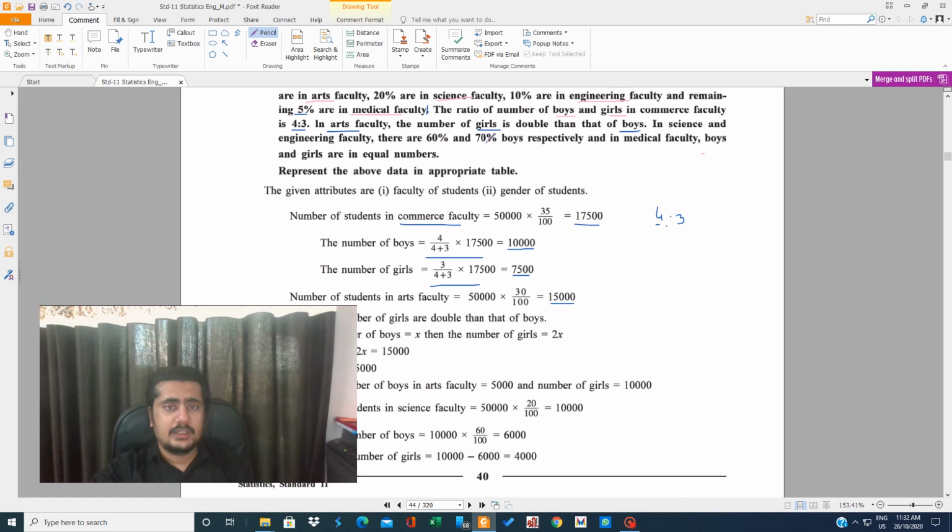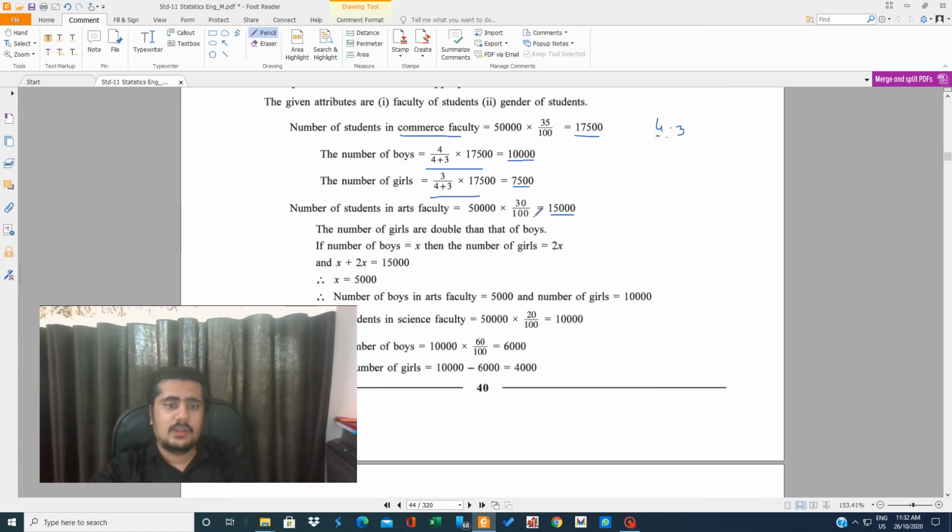They told that girls is double that of boys. That means if boy is 1, girls are 2. So now see, if boy is x, girls are 2x. See, it was very simple.